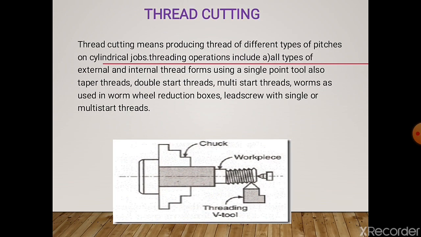Next operation is thread cutting. Thread cutting means producing threads of different pitches on cylindrical jobs. Thread operations include all types of external and internal thread forms using a single point tool, also taper threads, double star threads, multi star threads, worms as used in worm wheel reduction boxes, and lead screws with single or multi star threads. This is the figure of thread cutting operation.